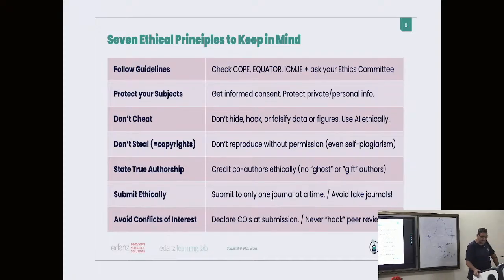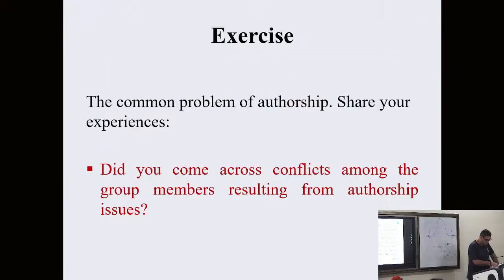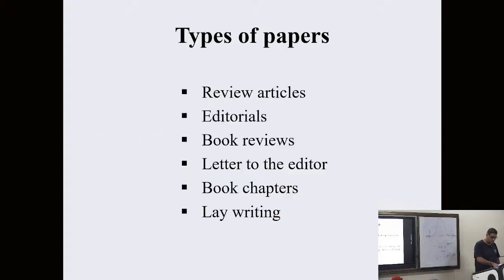Guidelines, scope guidelines are there. The common problem of authorship, one exercise: did you come across conflict among group members resulting from authorship issues? Many times you have. So remember your own thoughts and try to see that. If you get through these aspects, you can definitely understand what your contribution is and how the authorship is decided.